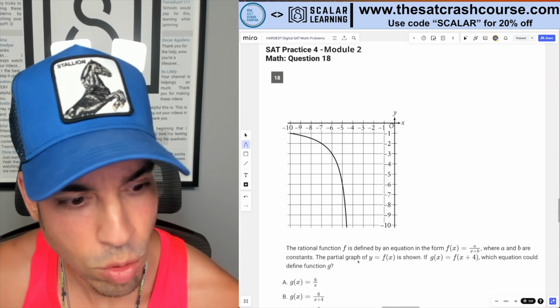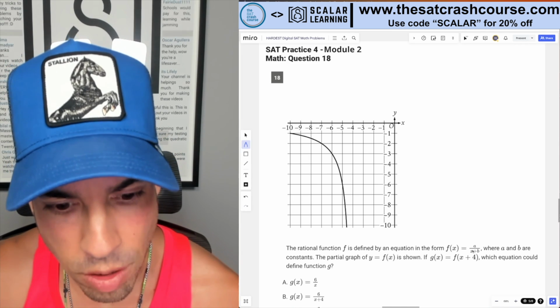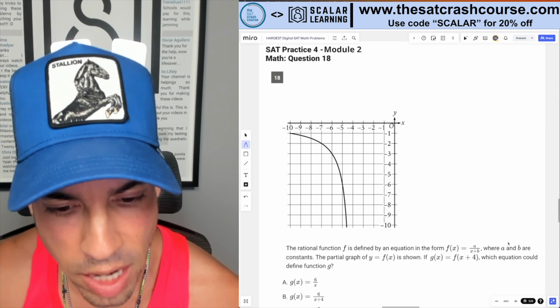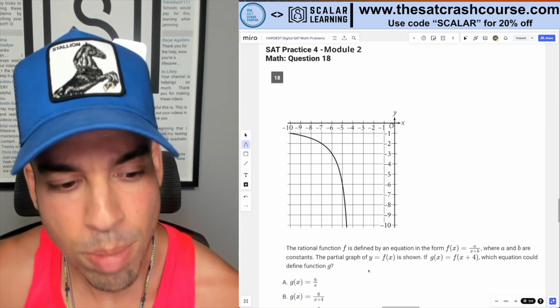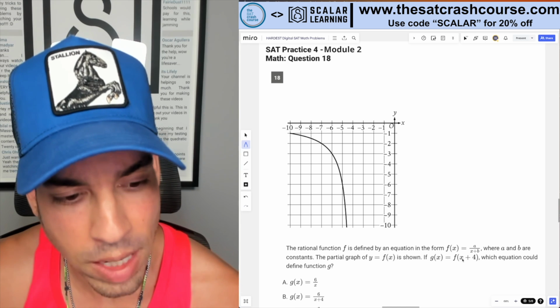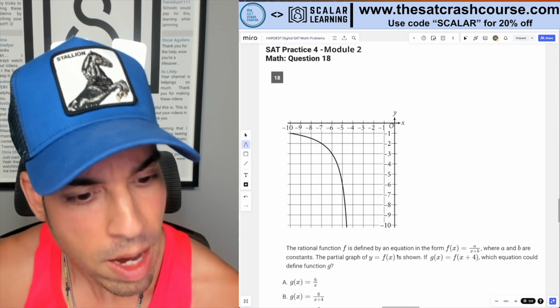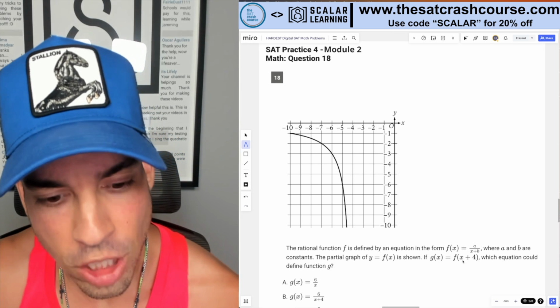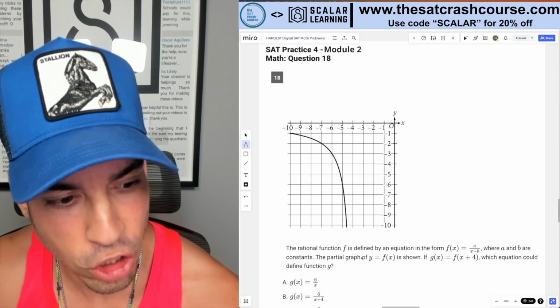Done. So for this one, the rational function f is defined by an equation in the form of f of x equals a over x plus b, where a and b are constants. The partial graph of y equals f of x is shown. If g of x is f of x plus 4, right? And again, this is f of x, so g of x is f of x plus 4. Which equation could define g?